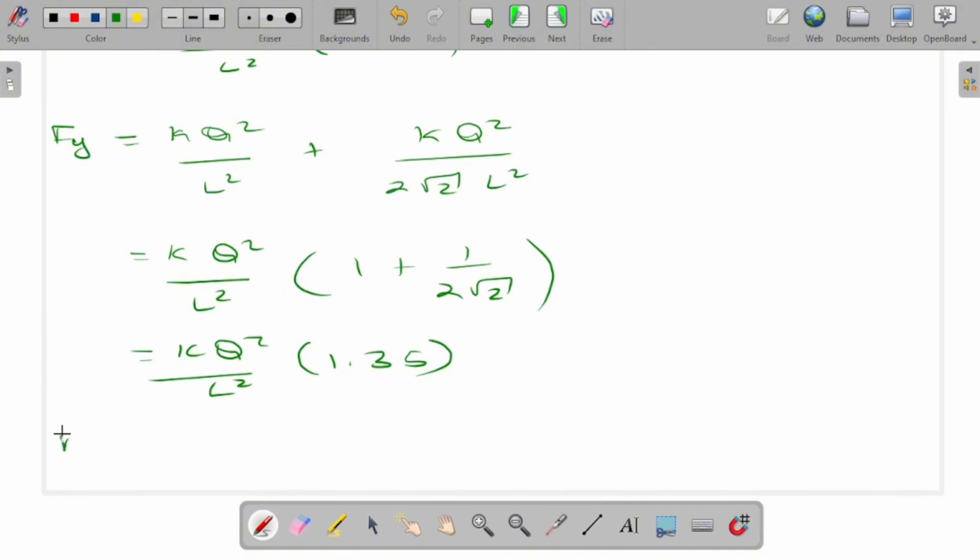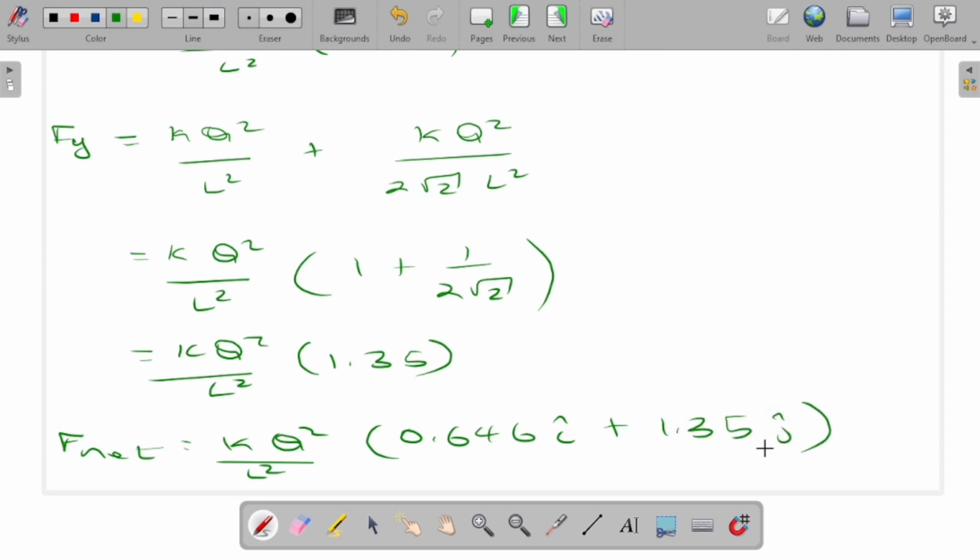Okay, so the net force then, we can also take this as a common factor out, and the components are going to be 0.646 i hat plus 1.35 j hat. Are there any questions on this one? I think it's finished right now, is it not? Yes, you just have to find the angle.